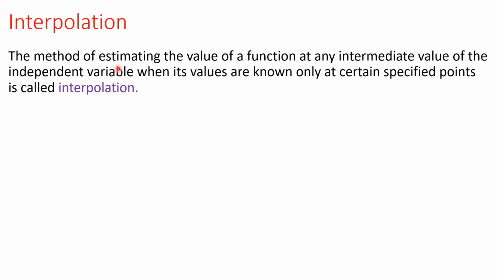Interpolation is the method of estimating the value of a function at any intermediate value of the independent variable when its values are known only at certain specified points. We have seen two kinds of interpolation up to now. The first is Lagrange's interpolation, then we have seen forward difference interpolation, and this is Newton's backward difference interpolation.